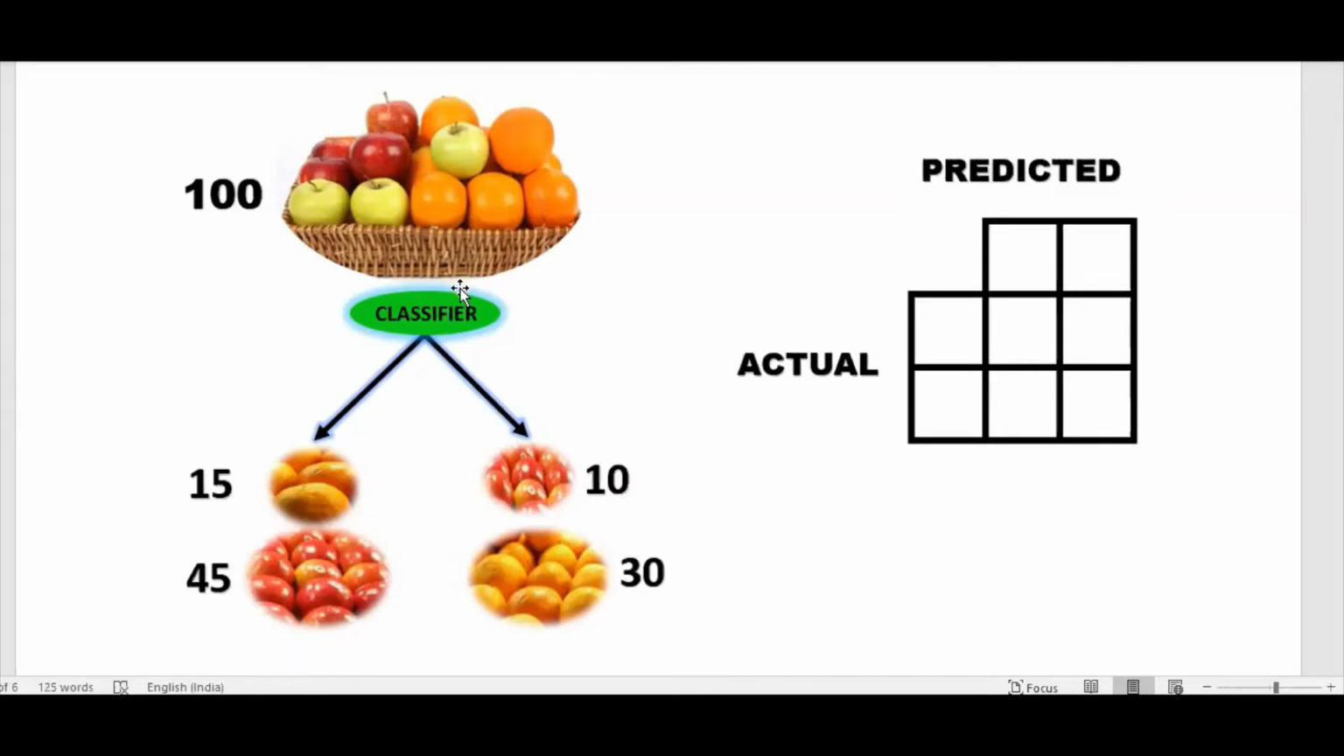I have so many classification algorithms. You will come through those. Maybe 12 of those we will be doing in this course. Classifier means what? We'll write an algorithm. Okay, we'll train. And then finally, it will classify. After training, it will be able to classify apples and oranges.